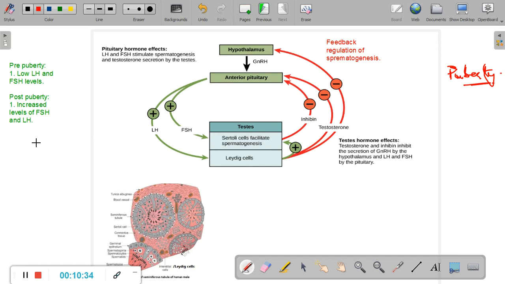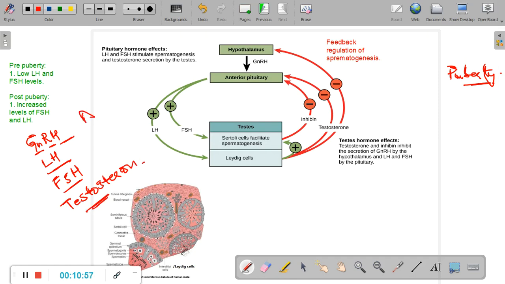The important hormones that are involved in spermatogenesis are GnRH. This is also called gonadotrophin releasing hormone. And then we got another hormone called LH, or luteinizing hormone. And the third is FSH, which is called follicle stimulating hormone. And the last hormone is called testosterone.